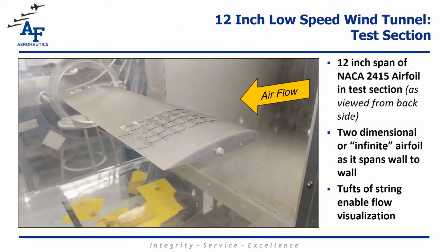The NACA 2415 airfoil spans wall to wall in the test section. This eliminates any wingtip effects and mimics an infinite airfoil. The tufts of string help to visualize the airflow as it passes over.